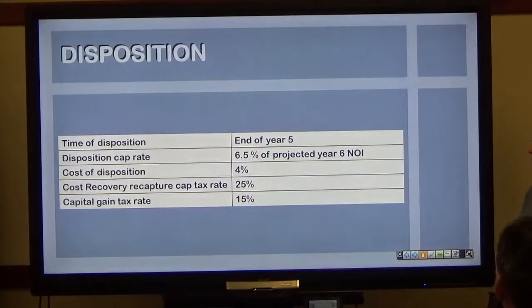Okay. We create a page for disposition. It will be disposed at the end of year 5, with a disposition cap rate to determine the selling price, cost of disposition 4%, cost of recovery 15%. Here again, we didn't put any numbers because the people you present to are more interested in proportions than in real numbers. That's why we just give the fundamentals, we don't give calculations.